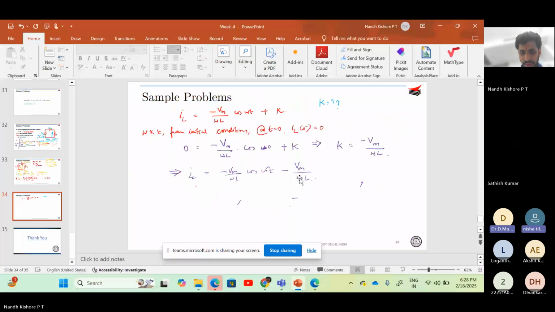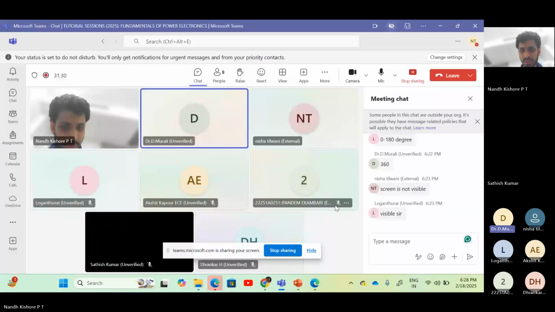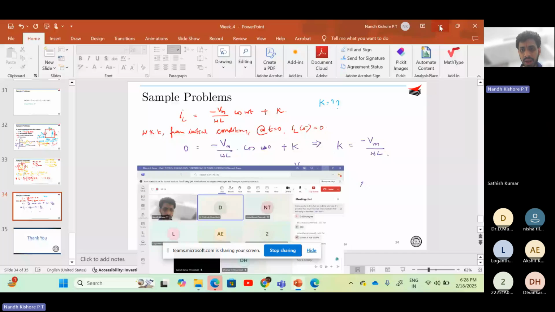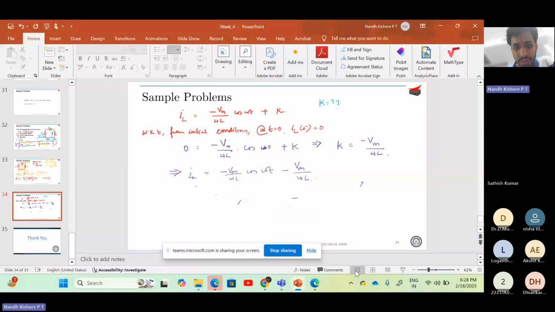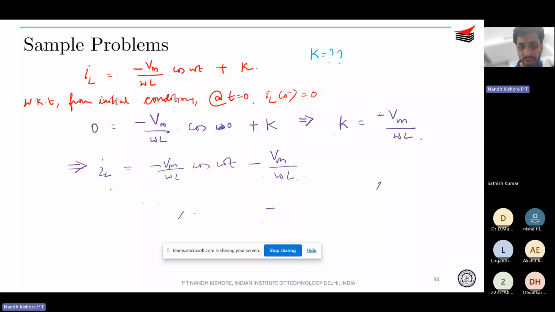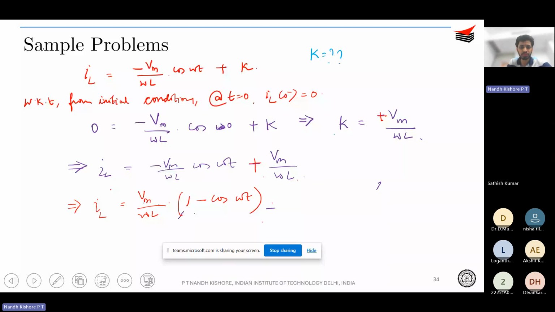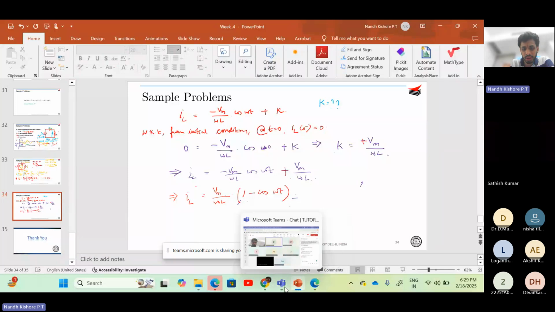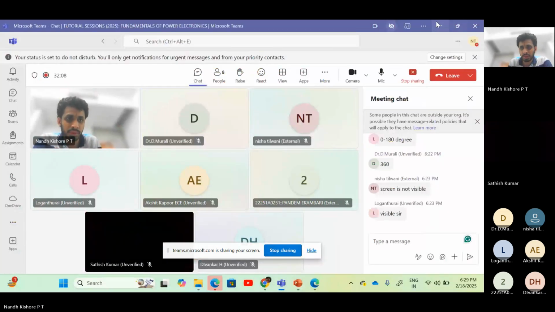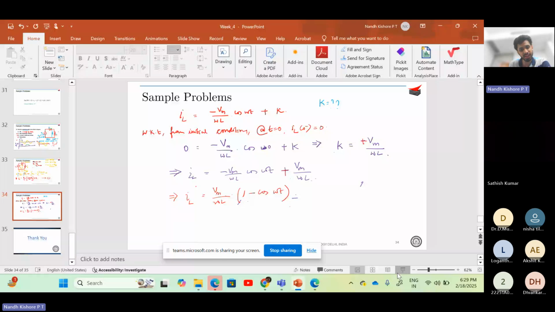So K will be positive. Sorry, there is a sign mistake. Yeah, K will be positive. Thanks for that. So IL will be Vm by omega L into 1 minus cos omega t, right? Is this fine till this point? If you have any doubts, please write in the chat box.